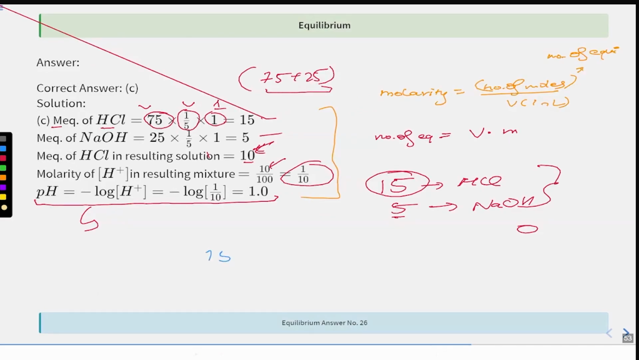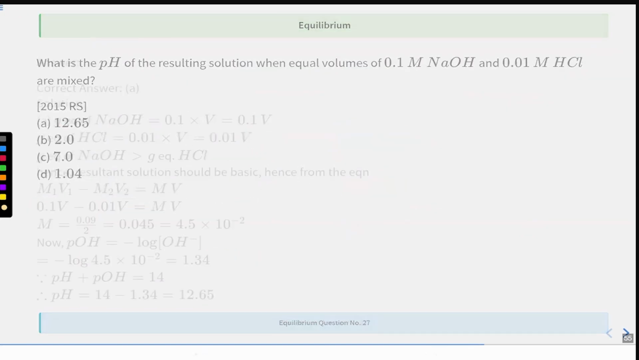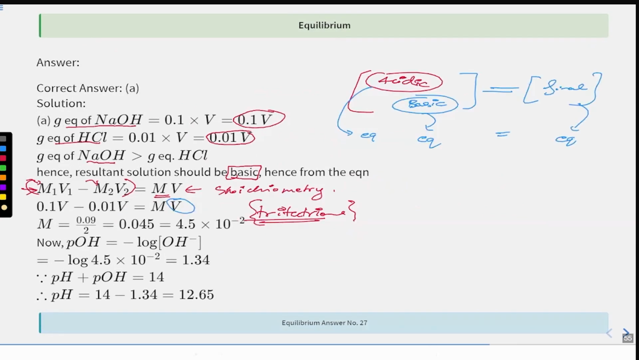You saw that initially you had 15 equivalents of HCl, and then you had 5 equivalents of NaOH, and that gave you 10, which was the equivalence of the final thing. We did the exact same thing over here also. So you did M1V1, which is the equivalence of the acidic part or the basic part, whichever is the dominating part. And then for the basic part, you did M2V2. And eventually you got MV, right?